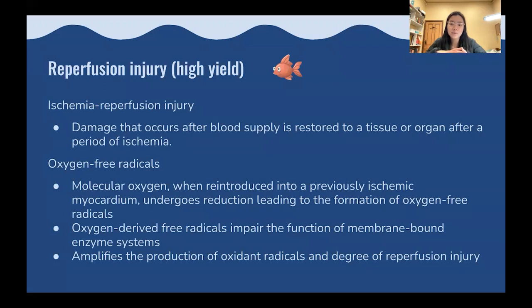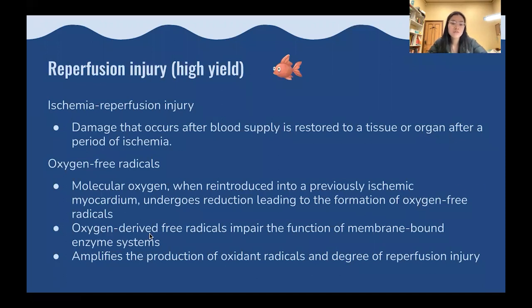because if some tissue has experienced no oxygen and then immediately experiences an abundance of oxygen, then we have something called reperfusion injury occur. That's when damage occurs after blood supply is restored to a tissue or organ after a period of ischemia. The reason why this happens is we have something called oxygen-free radicals. When molecular oxygen is reintroduced into tissue that was previously ischemic, it undergoes reduction and it leads to the formation of oxygen-free radicals.